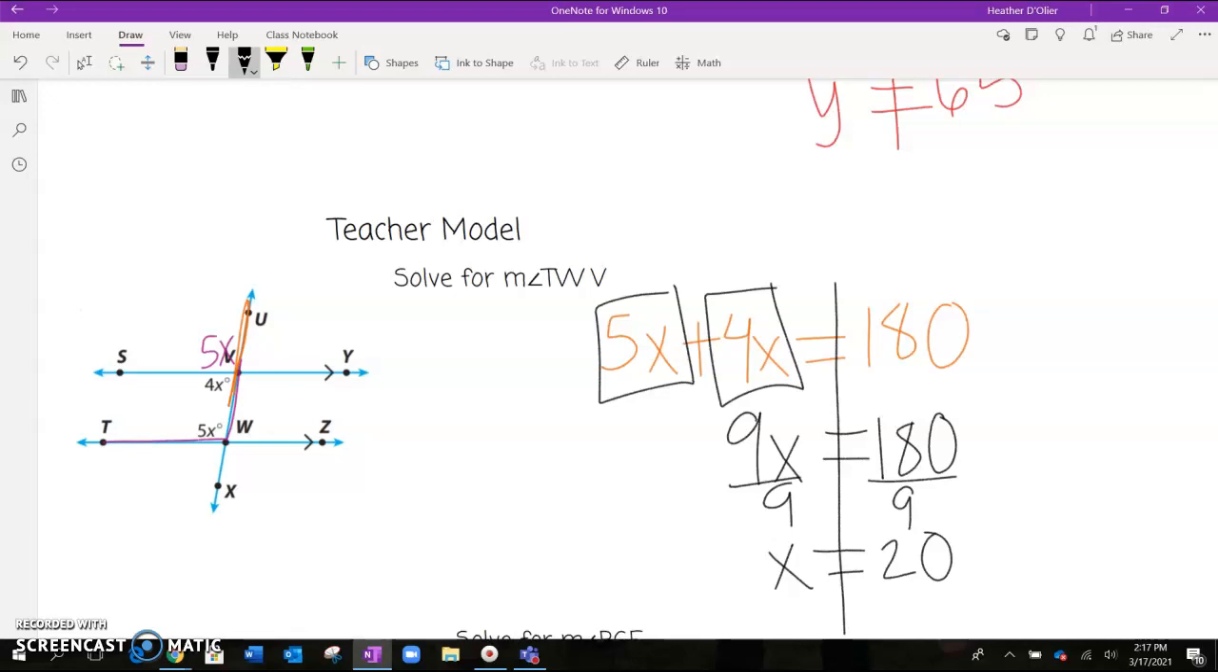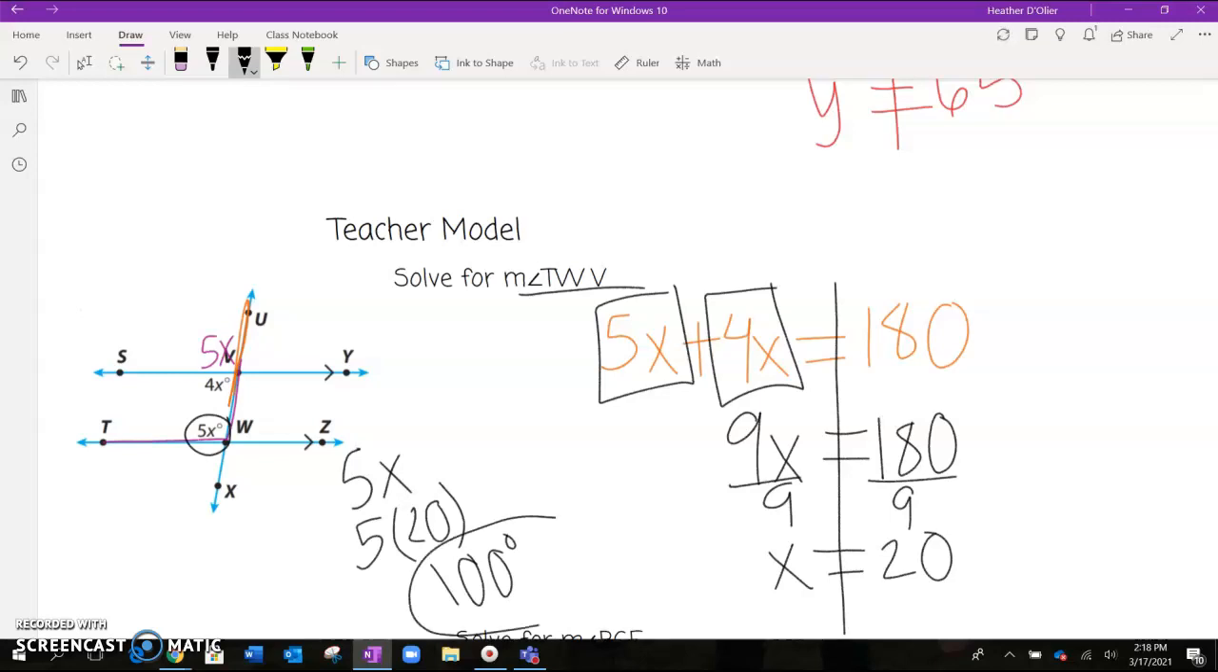Okay, so x equals 20. That's great. Now I can use it because I need the angle TWV. So that's 5x, remember? But I know what x is, so I'm going to utilize that. 5x, that means 5 times 20, 100 degrees. The measure of angle TWV is 100 degrees.